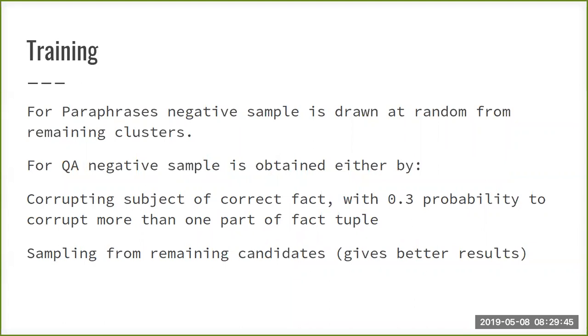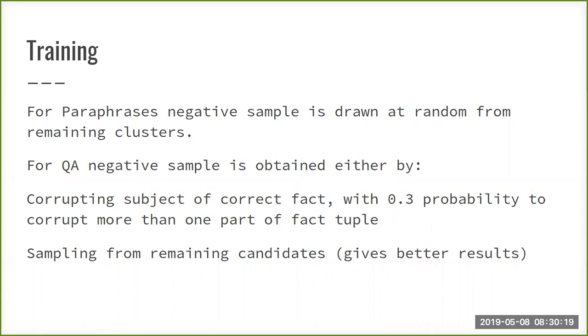So the way they sample these things for the losses before is, for paraphrases, they just do random sampling from the remaining clusters. And for question answers, they do 2 different things. First, they evaluate it in 2 different setups. The first setup was that they would take the correct fact and corrupt the subject of the fact, like switch it to something else, and then with some probability they would also switch the object or relationship.